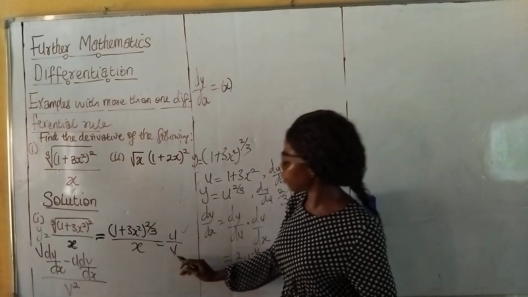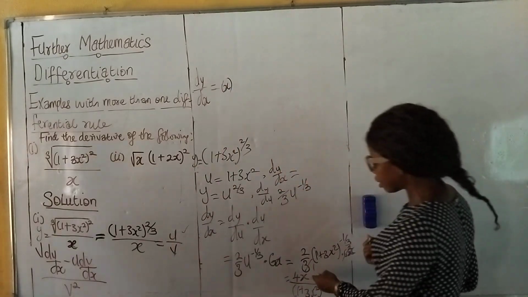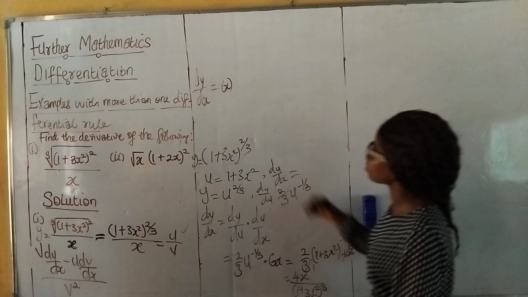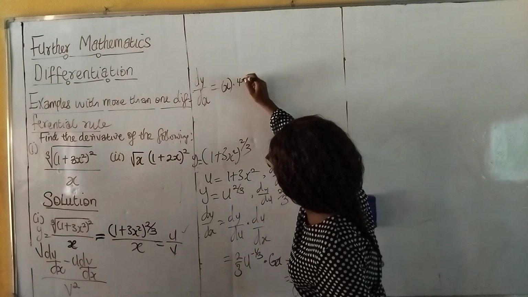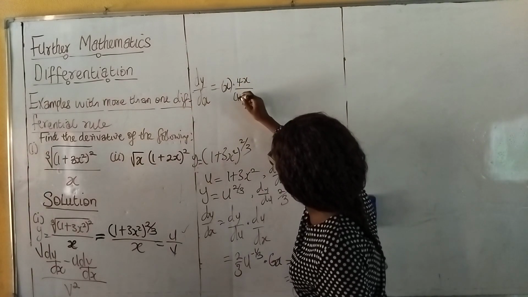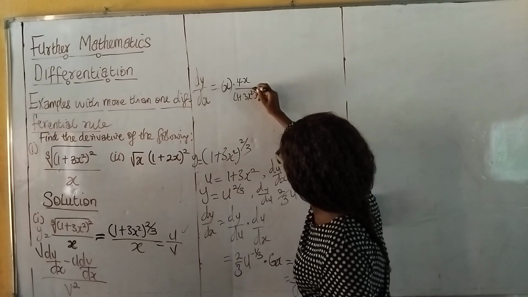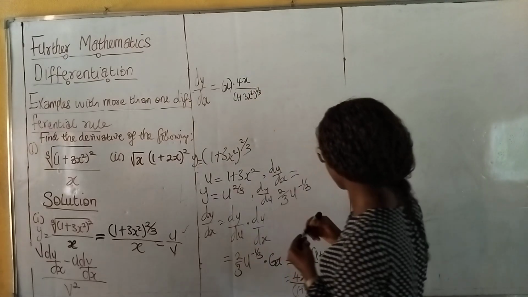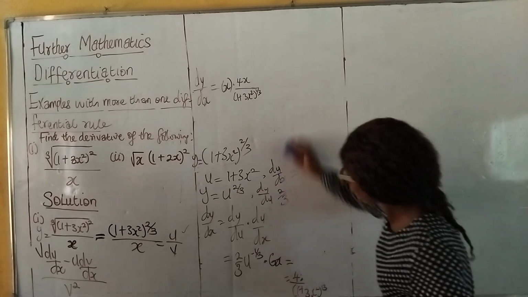So this is v du dx. I differentiated the numerator and my answer is this. So times 4x all over 1 plus 3x squared raised to the power of 1 over 3. Now let us clean this.